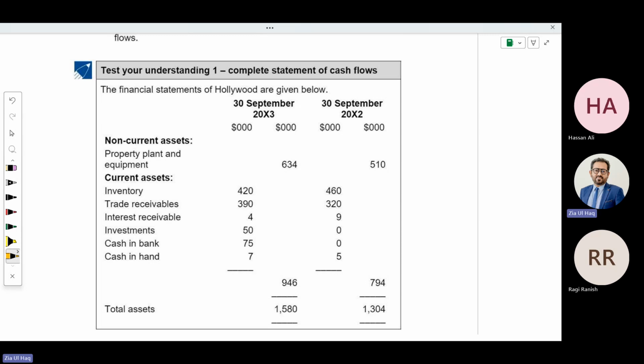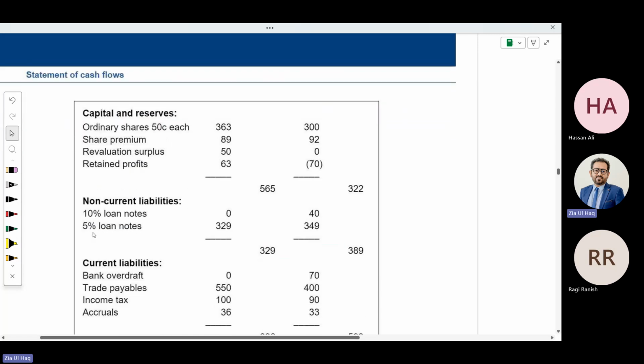Receivable, increase, deduct. Interest receivable, but this is not working capital. Investment, where is it written, under non-current assets or current assets? Current assets, under the heading of short-term. This is short-term investment. Cash at bank and cash in hand, all these three are what? Cash equivalents. Cash and cash equivalents. So we have the total assets figure. Then if we move on, there is data for ordinary shares.